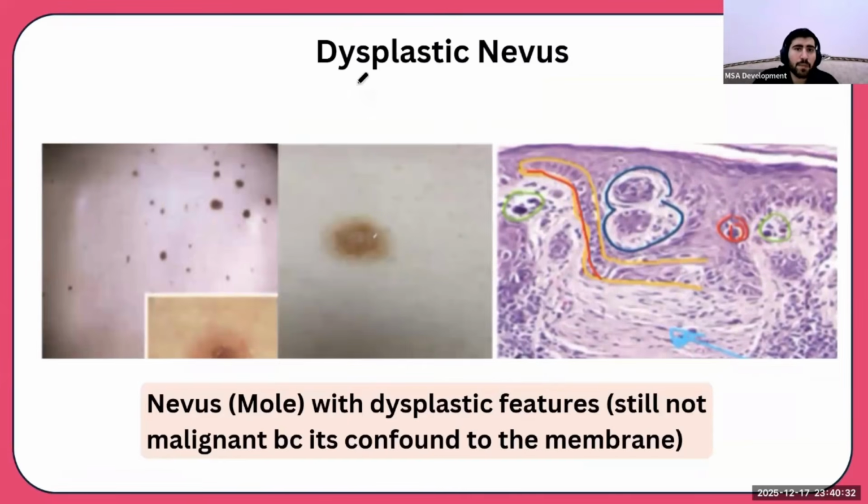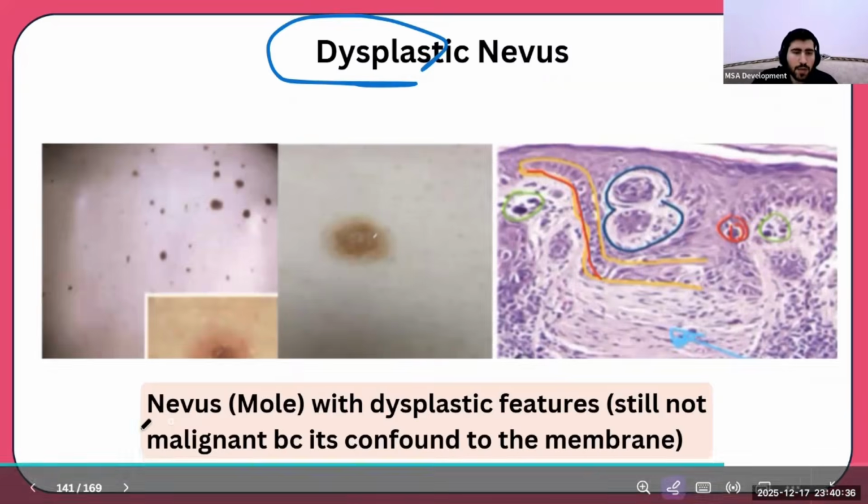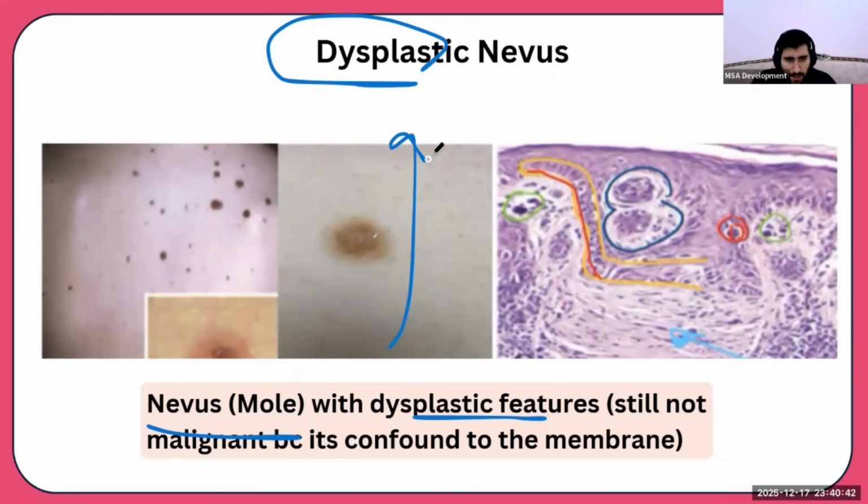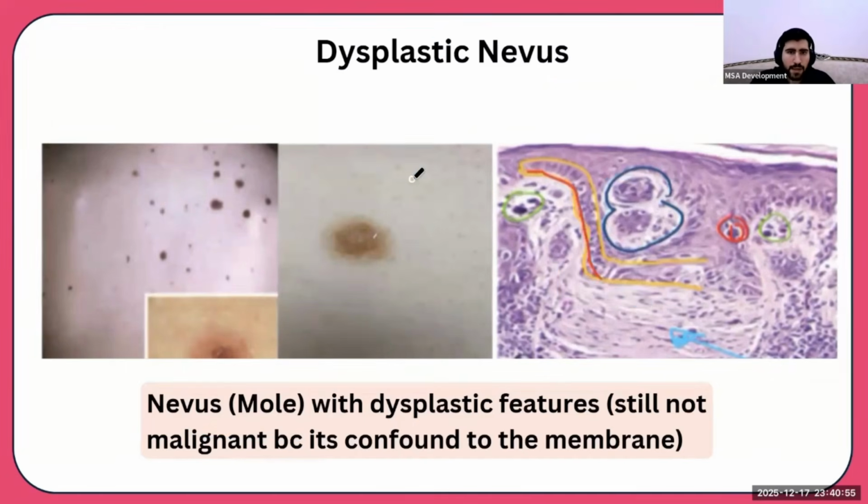Now the nevus might become dysplastic. If it becomes dysplastic, it will be weird looking. So nevus with dysplastic features is what we call dysplastic nevus. Okay, it's still not malignant. It's still confined to the membrane. It's barely in the superficial dermis or epidermis, but it has some dysplastic features. That's dysplastic nevus. Usually it doesn't come in the exam.